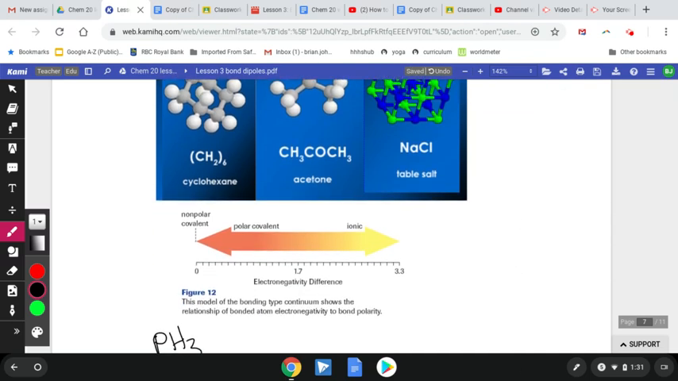So this little scale, which is from your textbook, shows you when you have a big difference in electronegativity. So for example, as high as 3.3, and 3.3 comes from francium fluoride. Francium fluoride. Fluorine is a 4.0 and francium is the lowest at 0.7. So that would be our extreme, our difference.